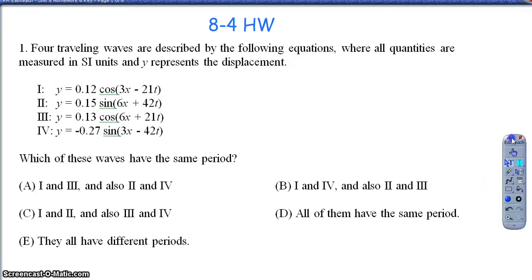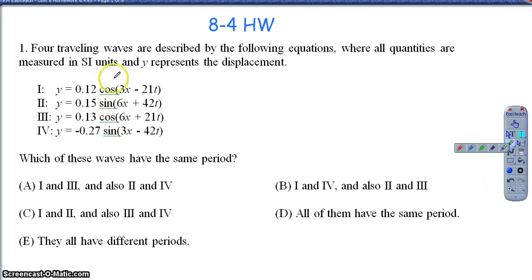Okay, so part one here of homework 8-4. So question one, they ask us which of the following have the same period. And really, just getting comfortable with these functions, right? I do want you to start to get more comfortable with functions.